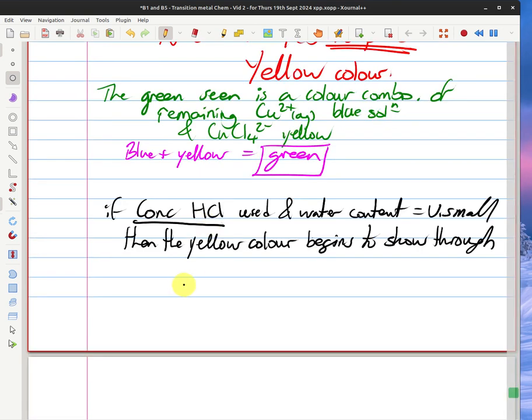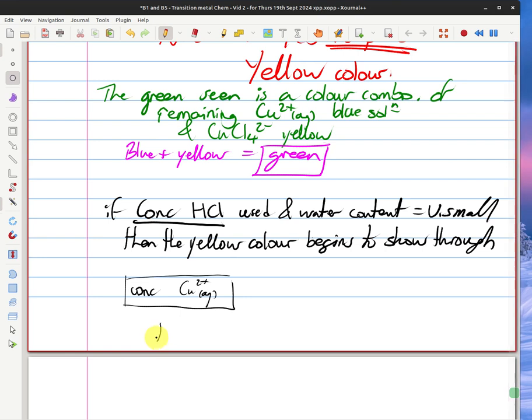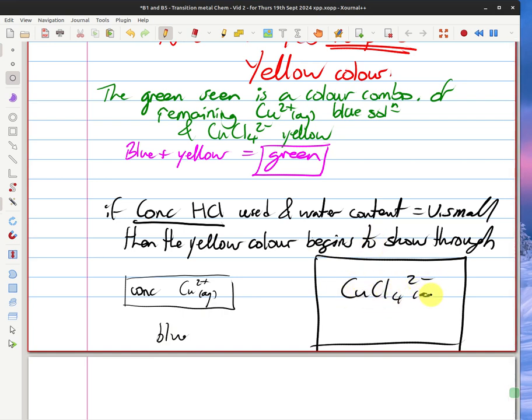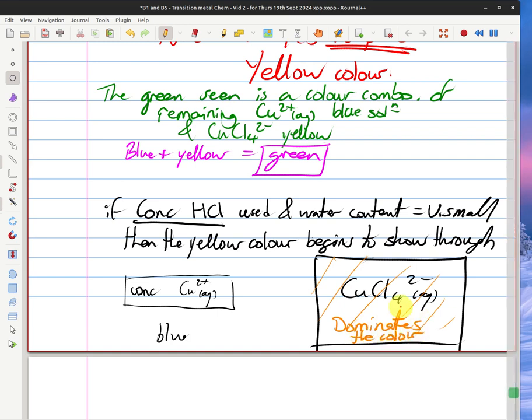Okay, because now the concentration of the aqua complex, so this is quite small, which is blue, is small compared to this massive one now, CuCl4. You can easily comprehend that the color of this one will begin to take over. So this little yellowy stuff is that.